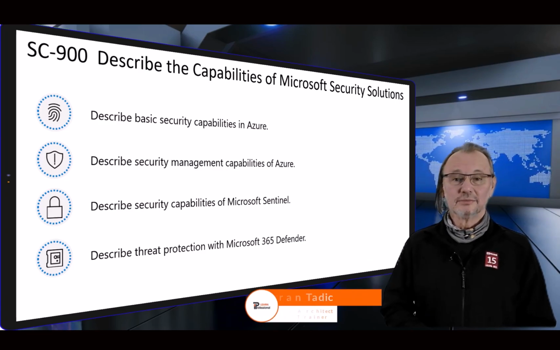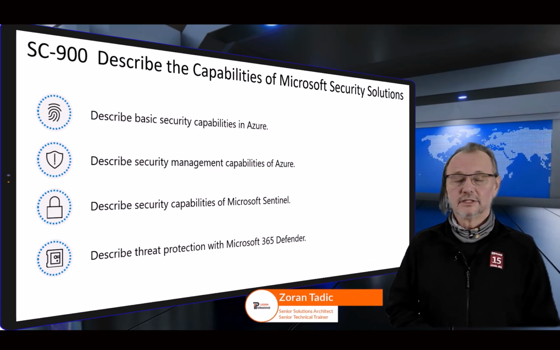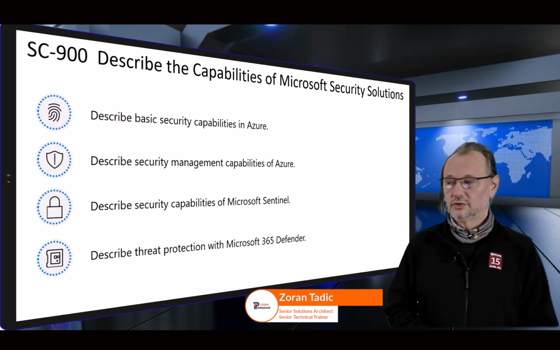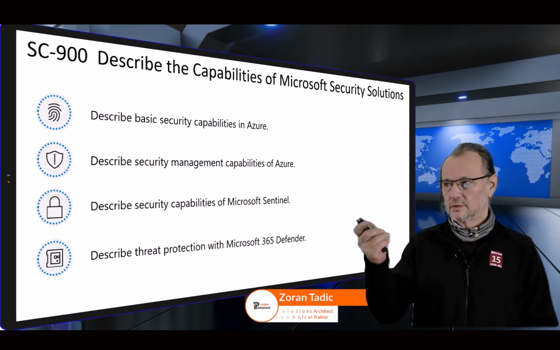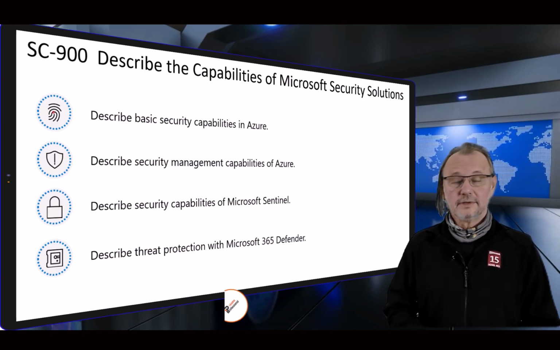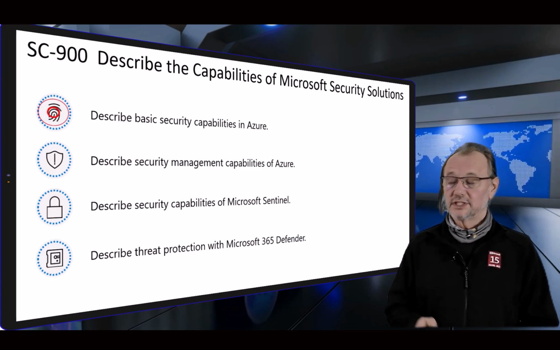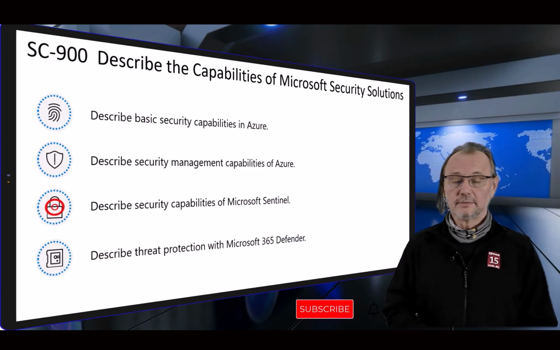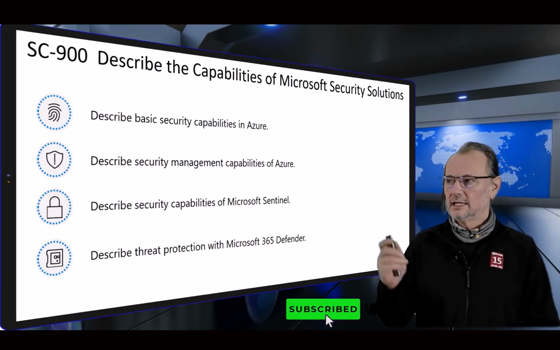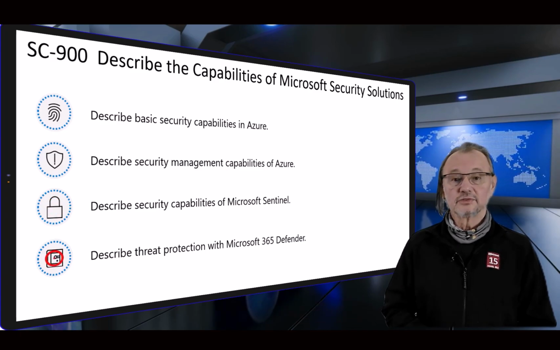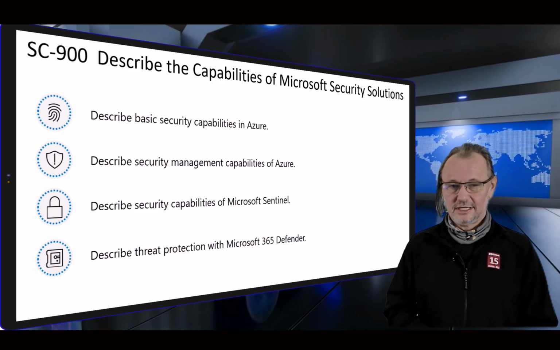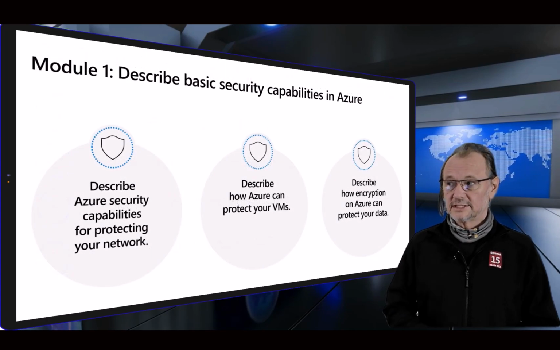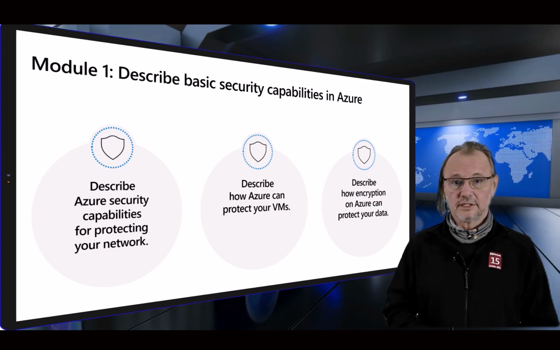We are now in section number 3, describe the capabilities of Microsoft Azure Security Solution. This section has 4 modules: describe basic security capabilities in Azure, describe security management capabilities in Azure, describe the security capabilities of Microsoft Sentinel, and describe threat protection with Microsoft 365 Defender. Let's start with the first, describe basic security capabilities in Azure.